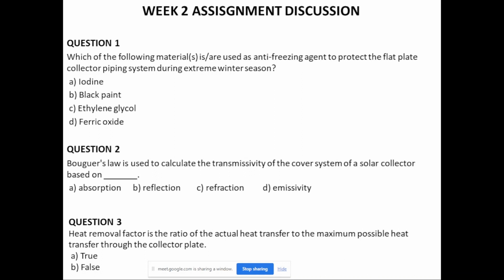So the second question is, Bouguer's law is used to calculate the transmissivity of the cover system of a solar collector based on what principle? Bouguer's law, if you remember, we use mainly for absorption. The transmissivity of the cover system happens due to the absorption of the solar radiation. This is a straightforward question.